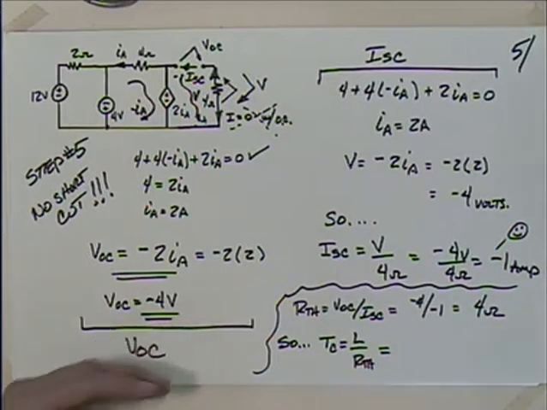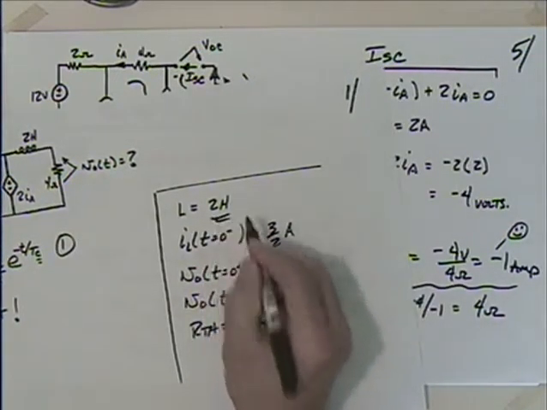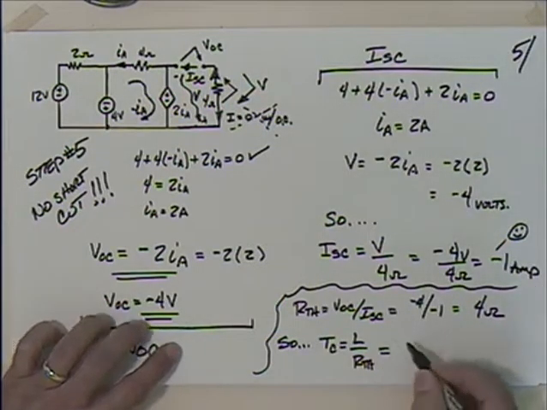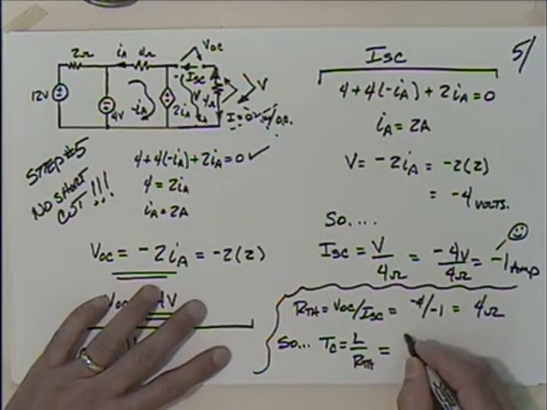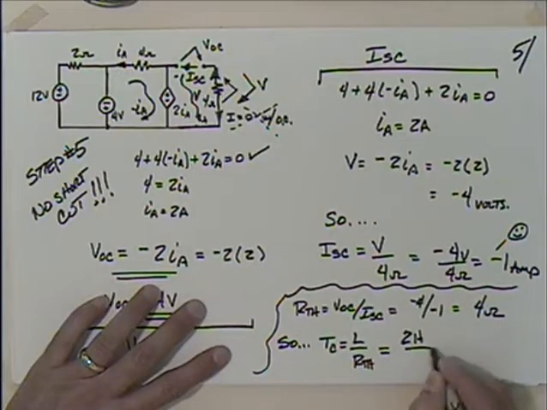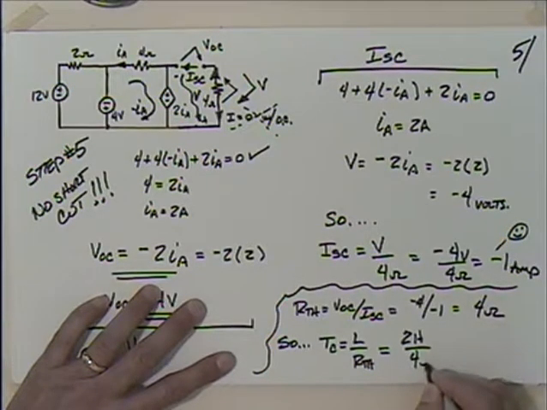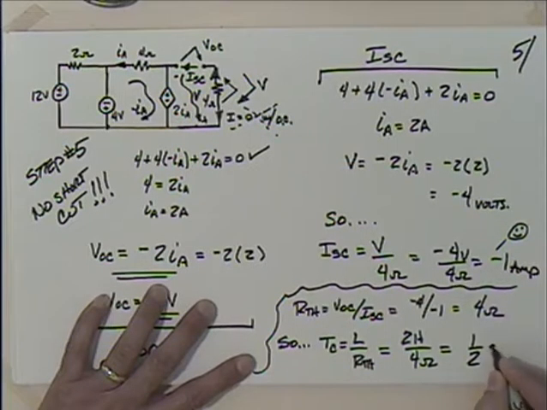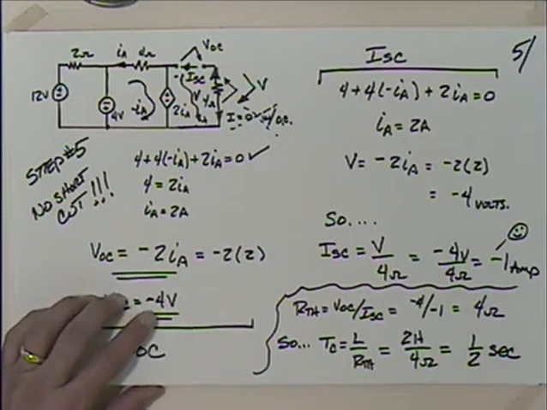So I go back to my scorecard. What was my inductance? 2 henries. Make sure you use your base units. If it's a millihenry, go back and use henries. Use base units. So I'll have 2 henries divided by R Thevenin, which is 4 ohms, which gives me what? 1/2 of a second.